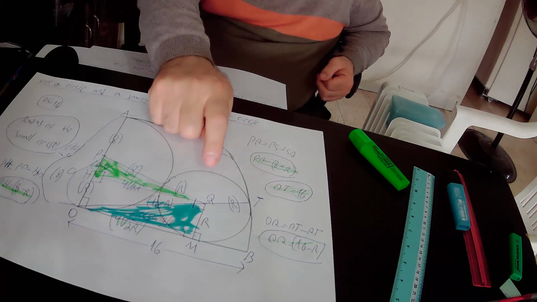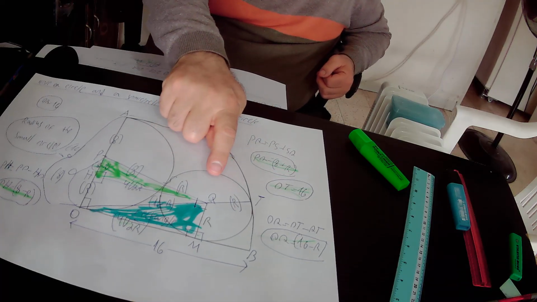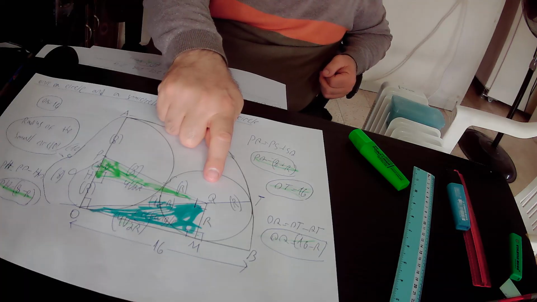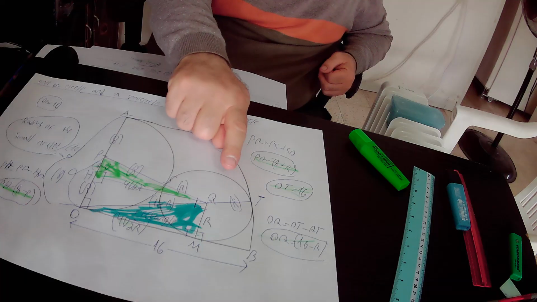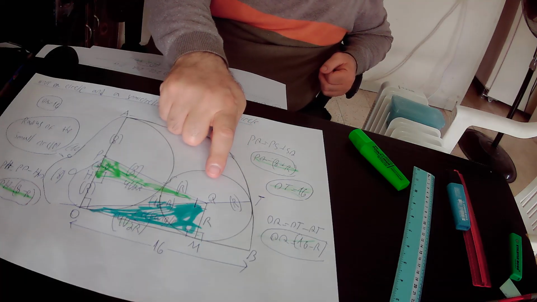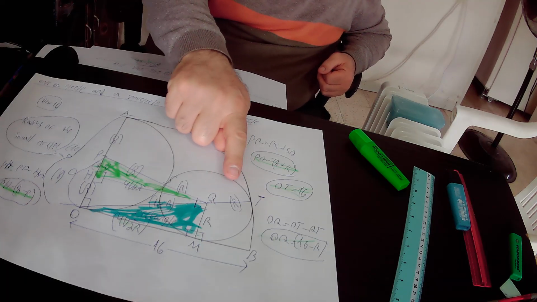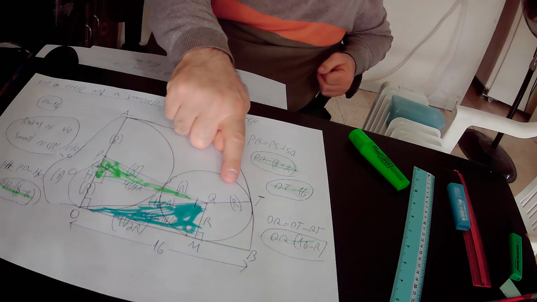What is the definition of line segment QT? Line segment QT starts from point Q, the center of the small circle, and ends at point T, a point on the small circle itself. So this is exactly the definition of a radius. Therefore, QT is the radius of the small circle, which is equal to R.